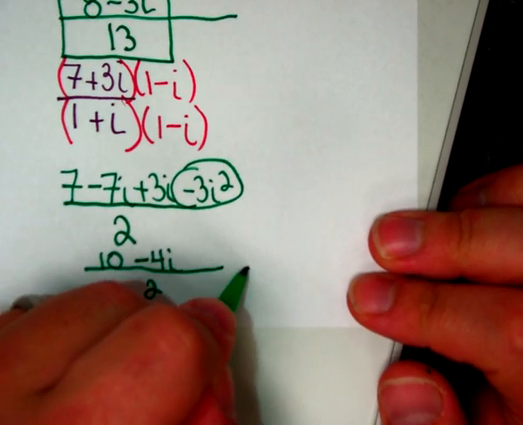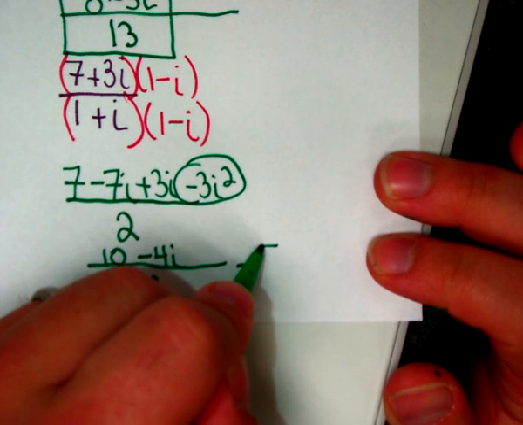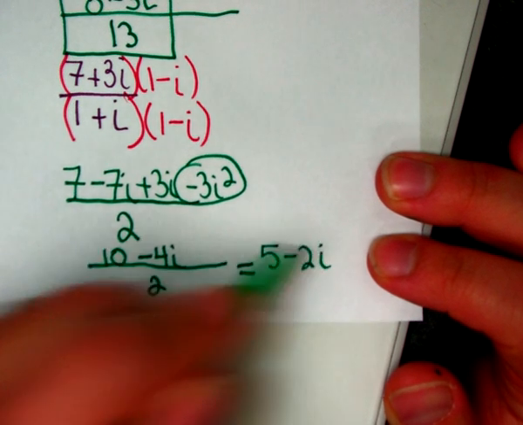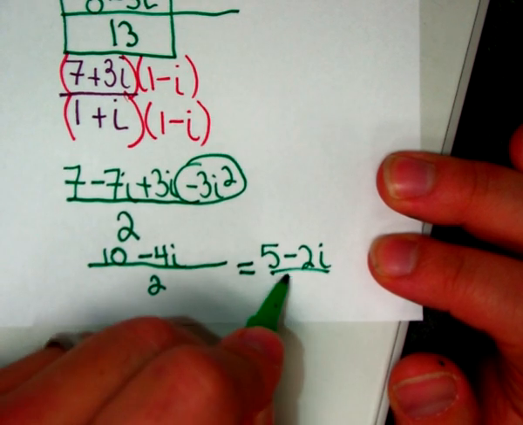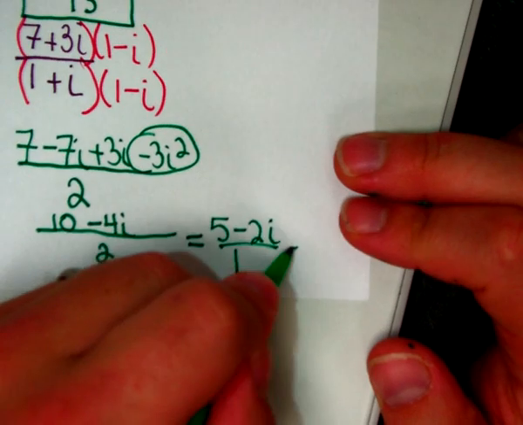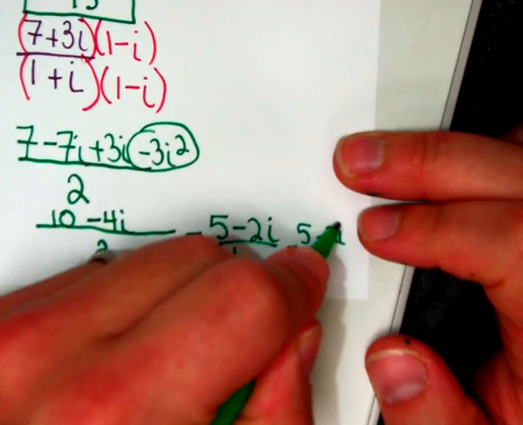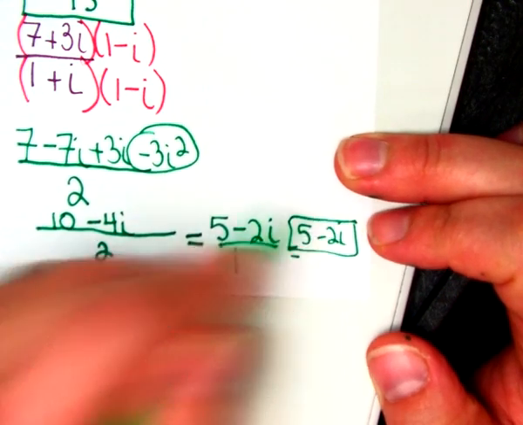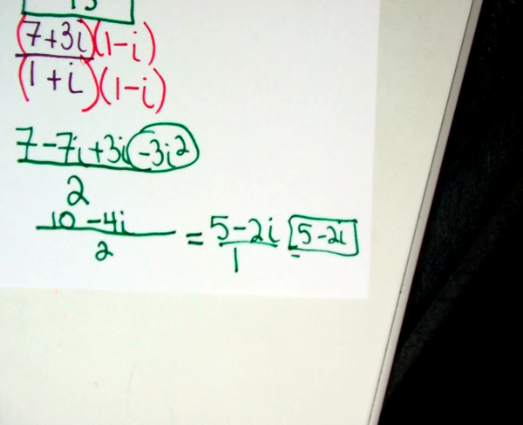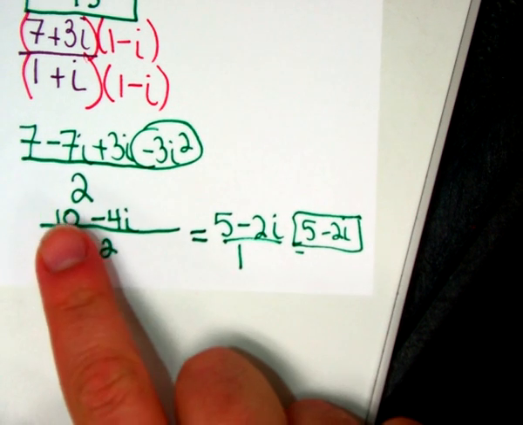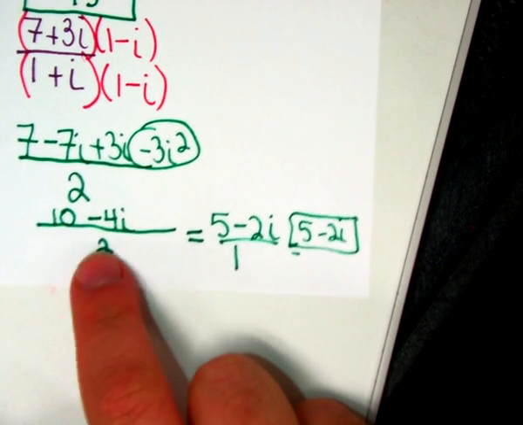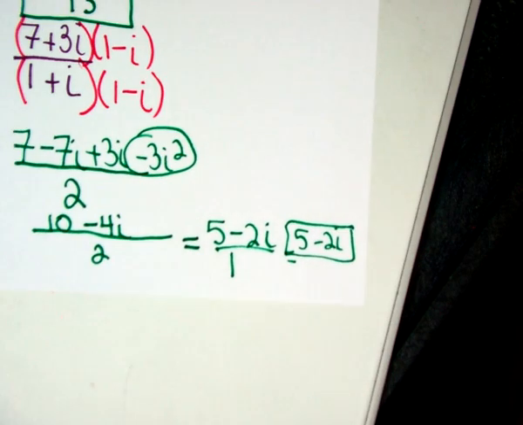So if I divided each one of these by 2, I would end up with 5 minus 2i over 1, which would simplify now to be 5 minus 2i, and that's it. That'll be our final answer. In order to reduce these, you have to remember that every one of the values has to be divisible by something. That's it. Hopefully this helps.